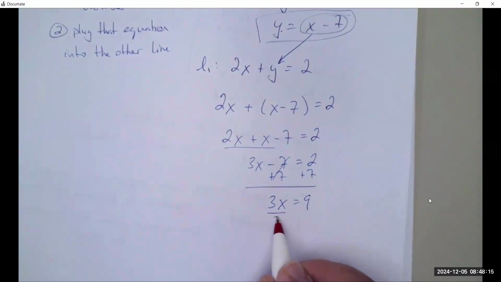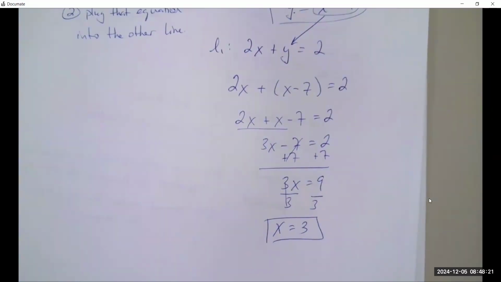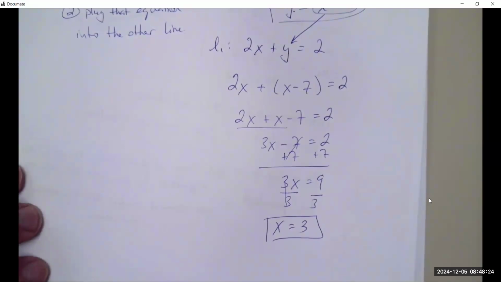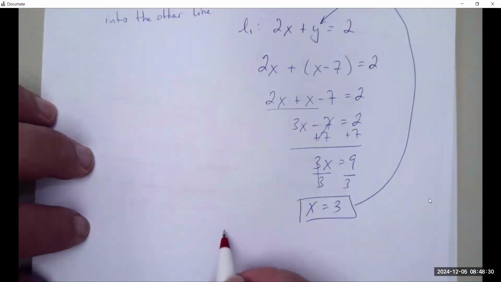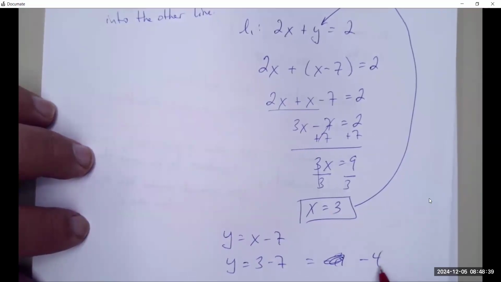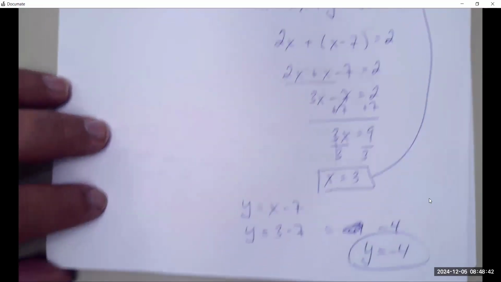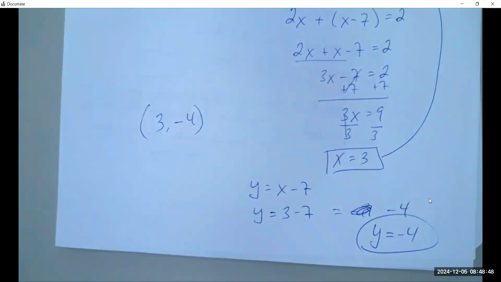3x equals 9, so x is 3. So that's the x component of my intersection. That's the x. How do I find the y? I plug that one back into the first step. So y is equal to x minus 7. 3 minus 7 is negative 4. So my solution is 3, negative 4. That's substitution. Solve one equation for a variable, plug it in the other one, solve for the variable, plug it back in the first.